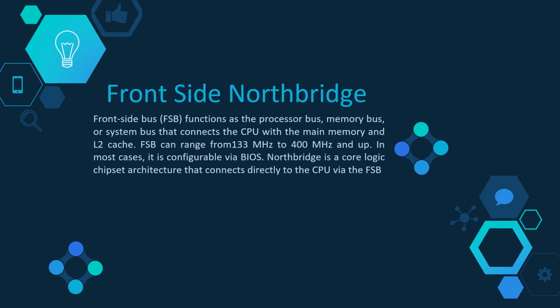Next is Frontside bus and North Bridge. FSB functions as the processor bus, memory bus, or system bus that connects the CPU with the main memory and L2 cache. FSB can range from 133 MHz to 400 MHz and up. In most cases, it is configurable via BIOS.